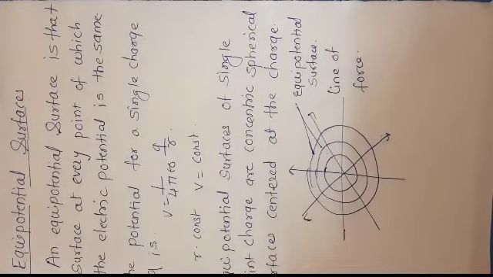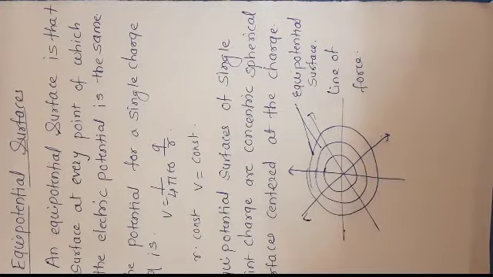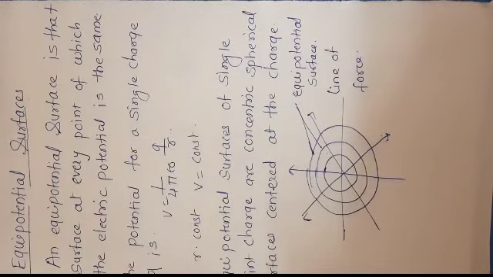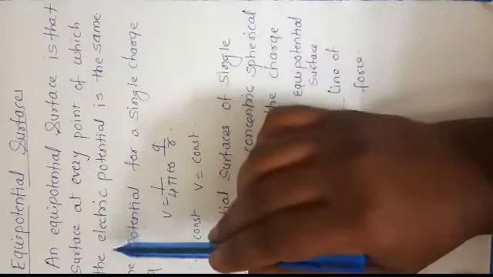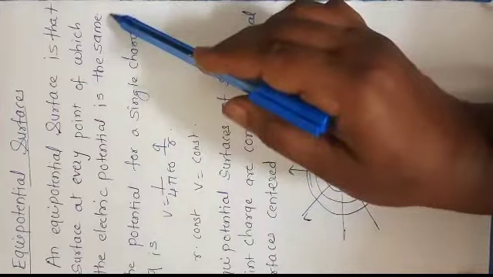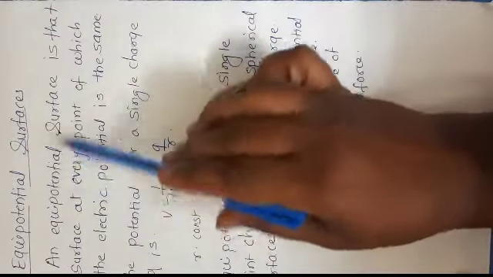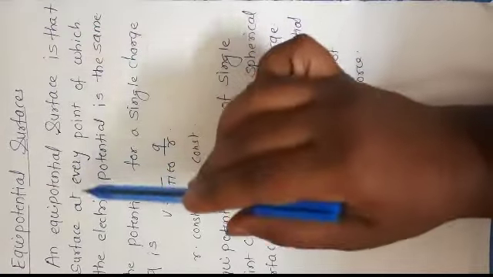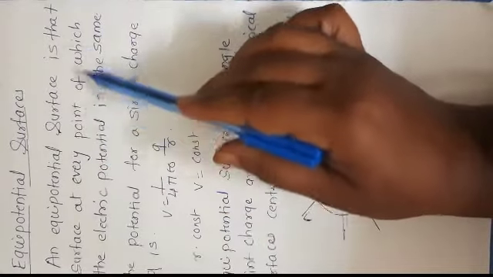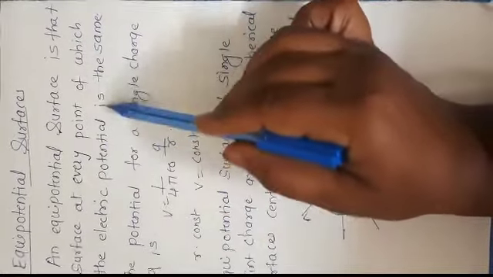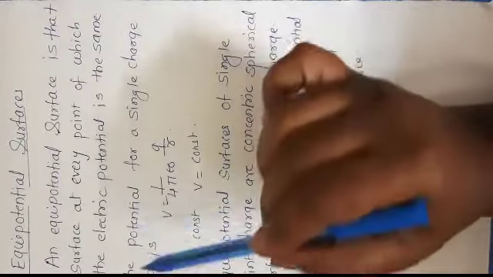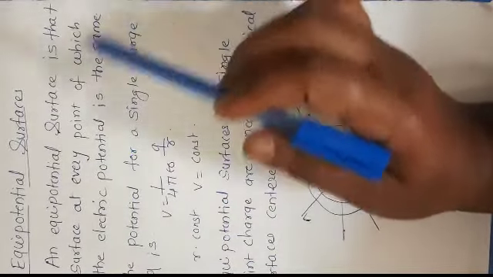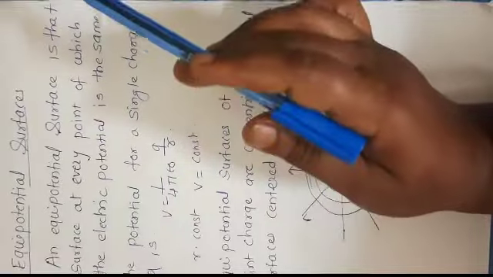The next topic is equipotential surfaces. An equipotential surface is a surface at every point of which the electric potential is the same. That means if the electric potential is the same at every point, it is called an equipotential surface.